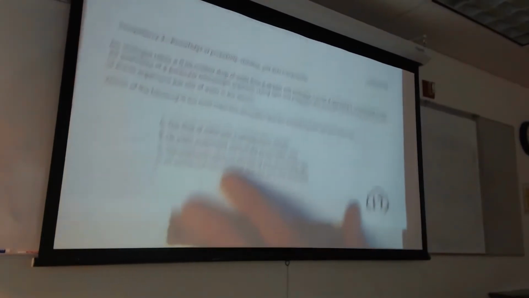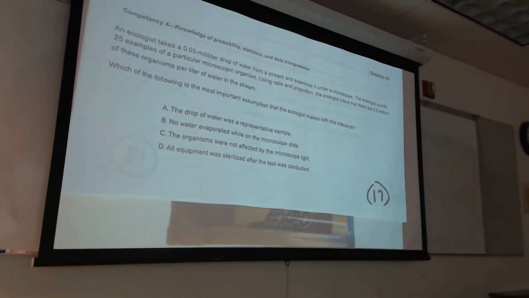All right, what about 43? An ecologist takes a 0.05 milliliter drop of water from a stream and examines it under a microscope. That is a very, very small amount. The ecologist counts 25 examples of a particular microscopic organism. Using ratio and proportion, the ecologist infers that there are 0.5 million of these organisms per liter of water in the stream. Which of the following is the most important assumption that the ecologist makes with this inference?